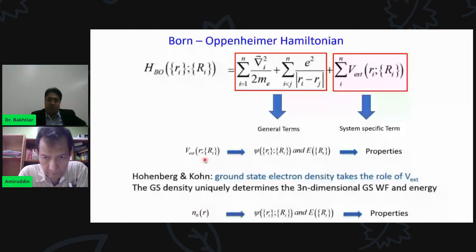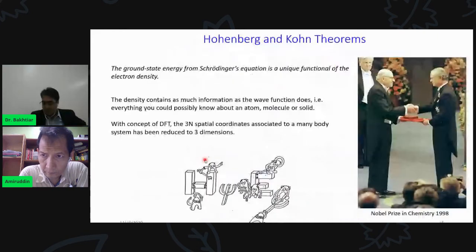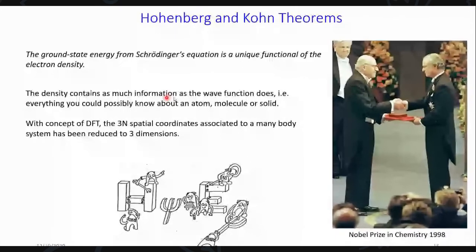What the Hohenberg and Kohn theorem says is that the ground state energy from the Schrödinger equation is a unique functional of the electron density. The density contains as much information as a wave function does. That is, everything you could possibly know about an atom, molecule, or a solid can be obtained from the electron density.